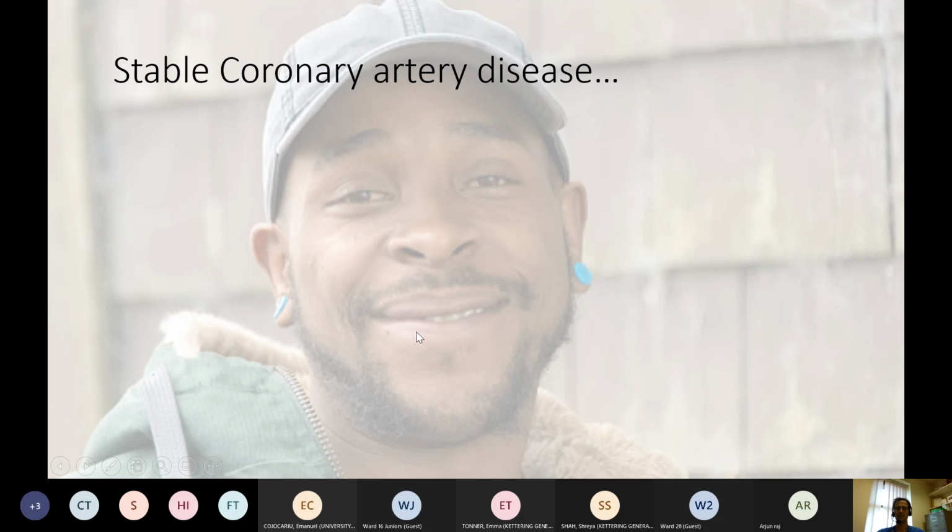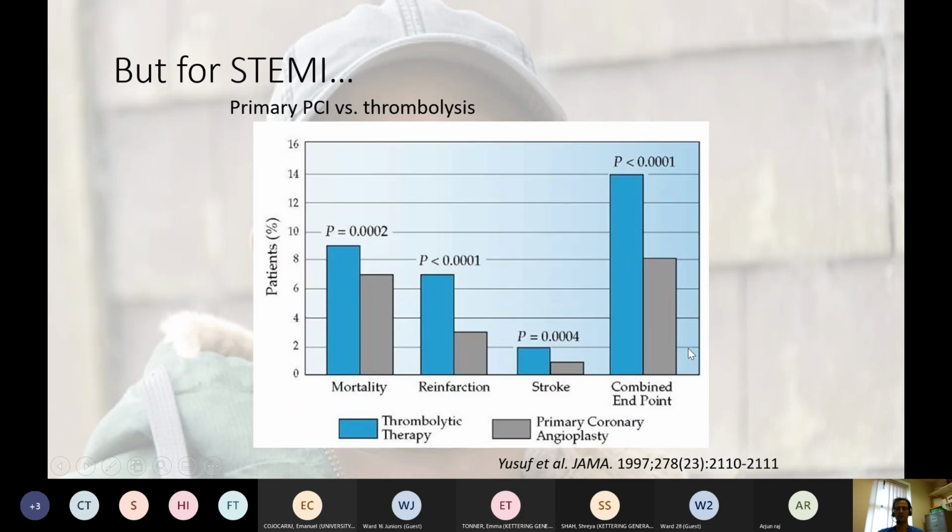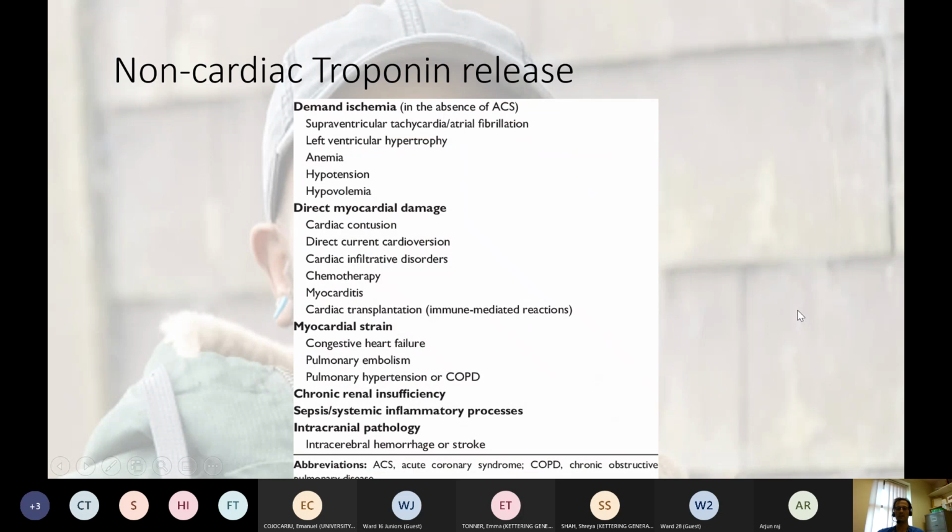If a patient has stable coronary artery disease, they do not benefit from intervention. So we know that patients with stable heart disease do just as well with conservative treatment, which means excellent lifestyle, aspirin, statin, and blood pressure control. So excellent management will mean stable coronary artery patients do as well with just medications as they would with coronary angiograms and stenting. That's totally different to a STEMI, where they are hugely better off if they have primary angioplasty rather than thrombolytics or other treatments. And bear in mind that the troponins can go up with all sorts of other things. I don't want to go over this list right now. We'll talk about acute coronary syndromes another time.